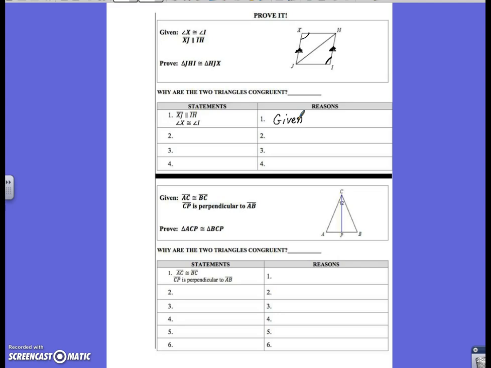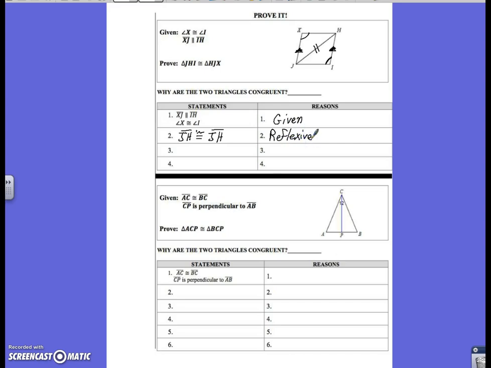Let's just go ahead and take a look at this. JH has got to be congruent to itself, right? So good old-fashioned mirror, mirror on the wall reflexive property. So segment JH is congruent to segment JH. That's the reflexive property. So we can go with that one.